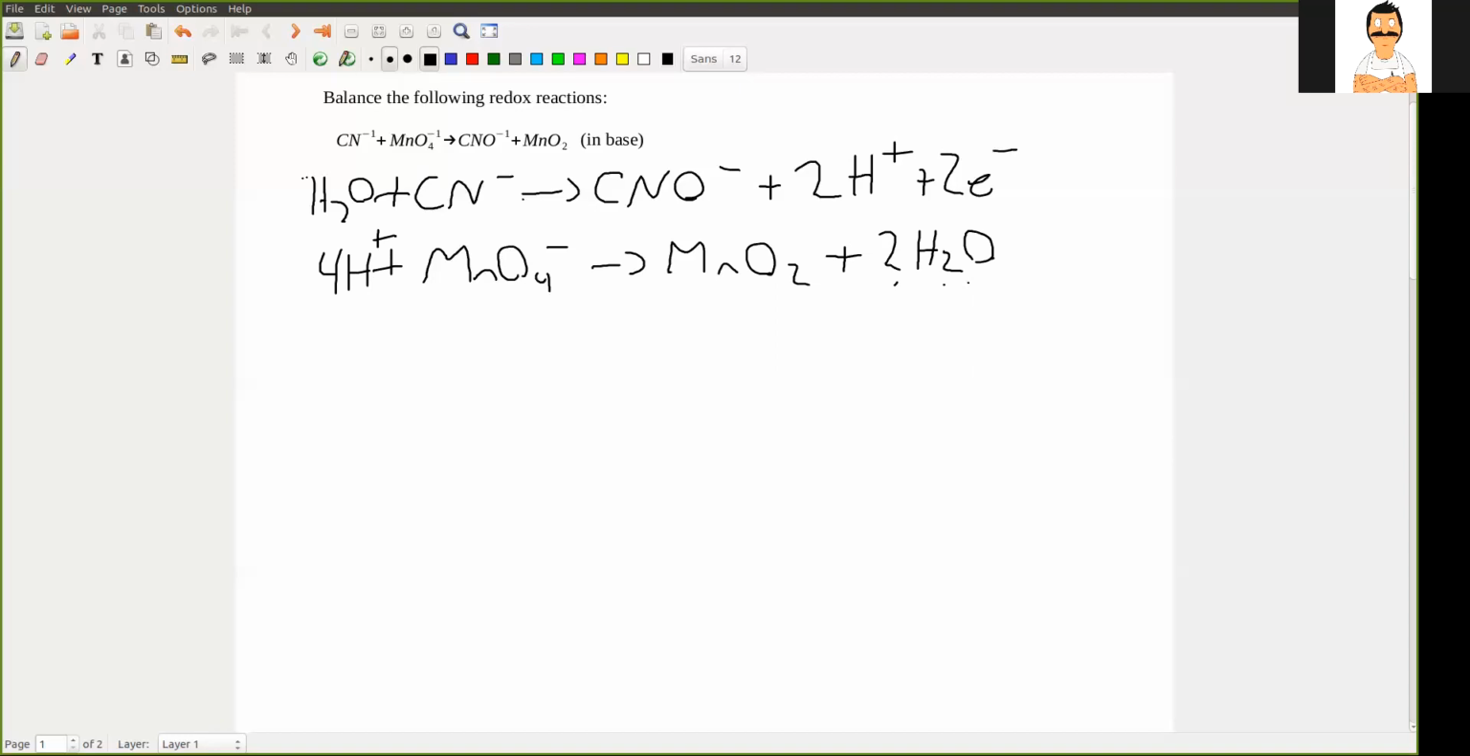And now we need to look at the overall charge. On the right-hand side is neutral, and on the left-hand side is a +4 -1, so +3 overall. So we need to add 3 electrons.